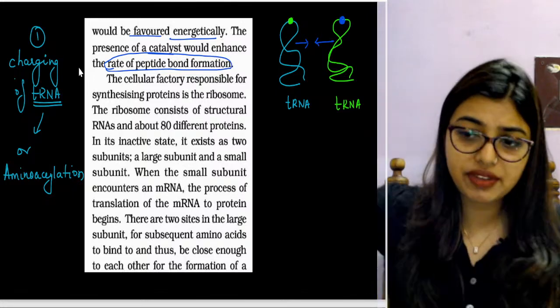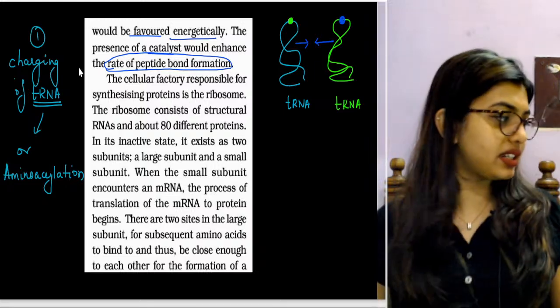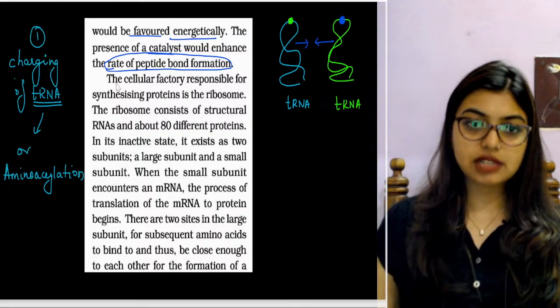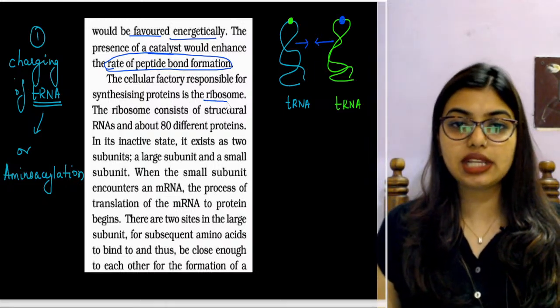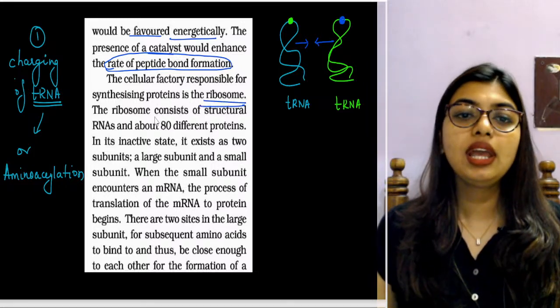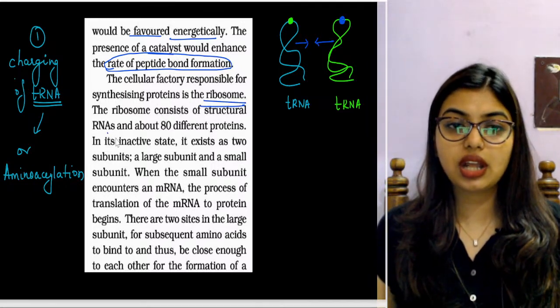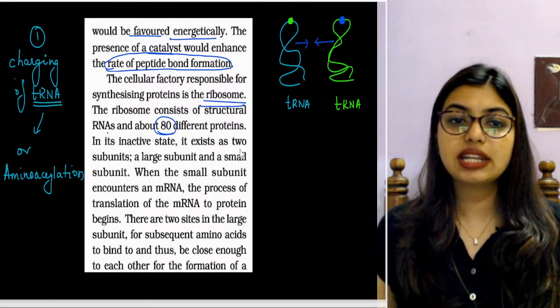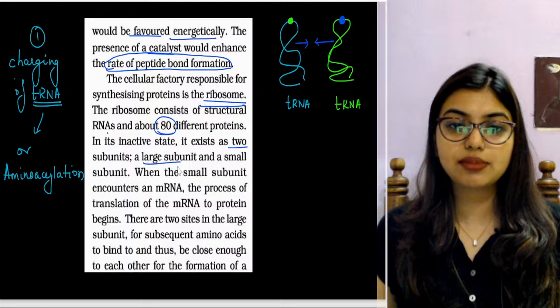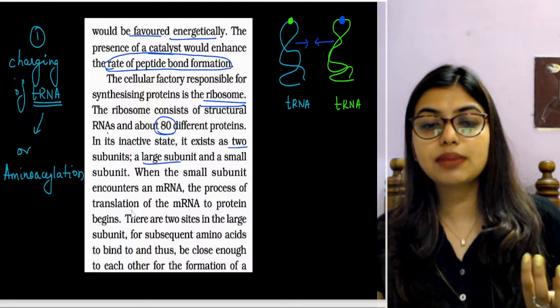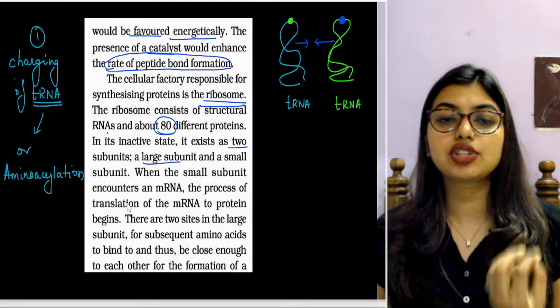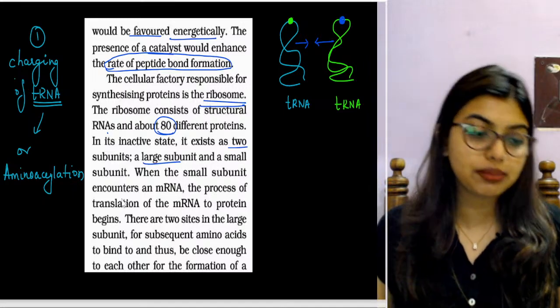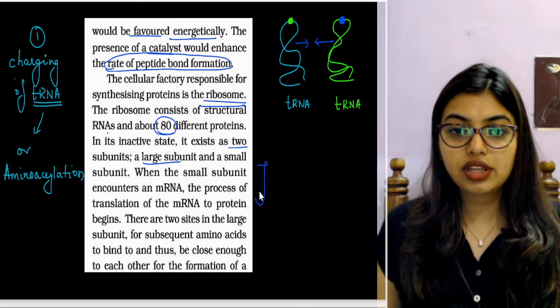Now listen, very important. The cellular factory responsible for synthesizing protein is the ribosome. The ribosome consists of structural RNAs and about 80 different proteins. In its inactive state, it exists as two subunits, a large subunit and a small subunit. When the small subunit encounters an mRNA, the process of translation of mRNA to protein begins. This is very, very important.